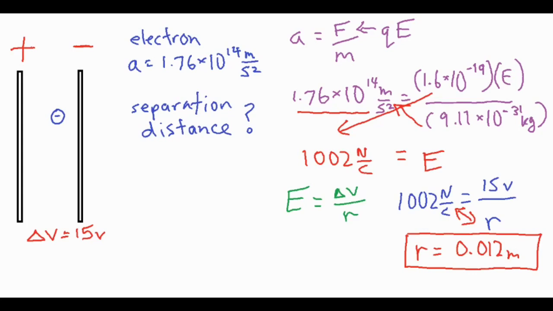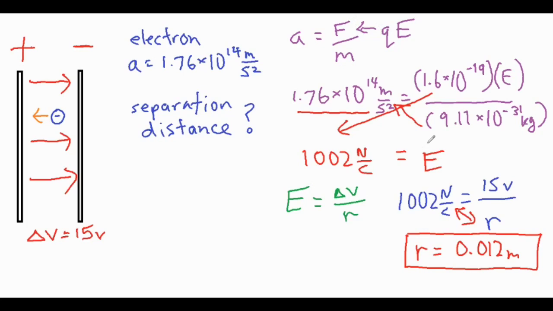So to sum things up, we have an electric field that goes from left to right, which would mean that the actual velocity of the electron would be opposite of the electric field. It would be attracted to the positive plate there. And as it gets pushed out, it has an acceleration of 1.76 times 10 to the 14th meters per second squared.